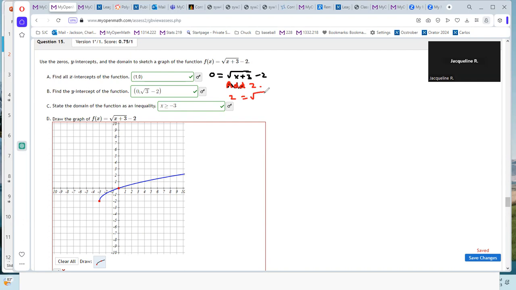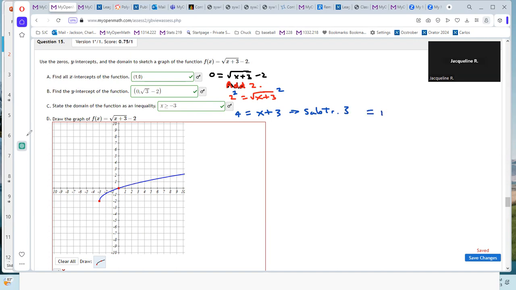Two equals square root of x plus 3, and square both sides. It feels like there's a pattern with a bunch of people showing no work. People just see that (1, 0) from the tech and then just put it down. x equals 1.